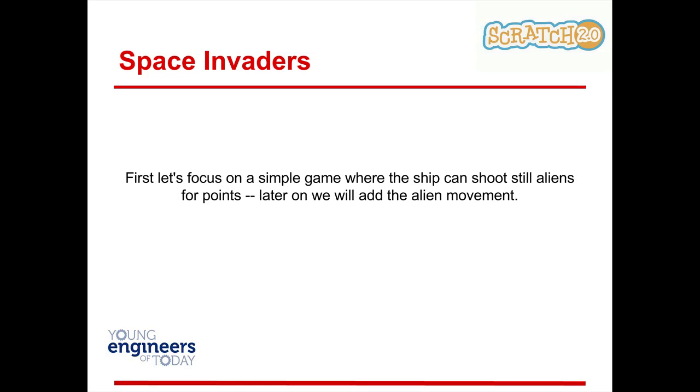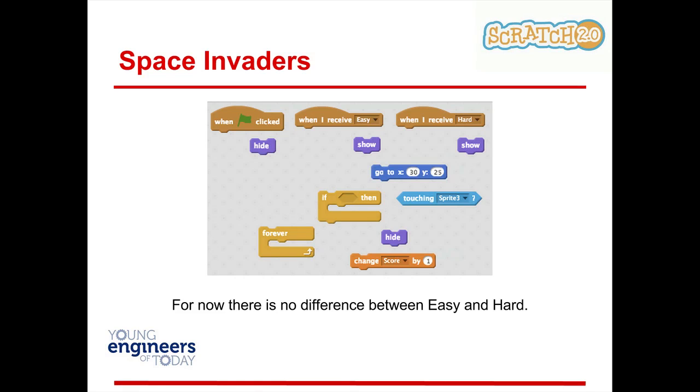So let's focus on a simple game where the ship can shoot still aliens for points. Later on, we'll add alien movement. All right. Now, in the beginning here, we're going to have no difference between easy and hard. But I do want you to start to build on our aliens. And so this code will be all going with the alien, okay?